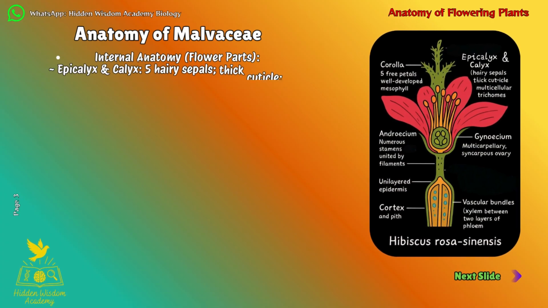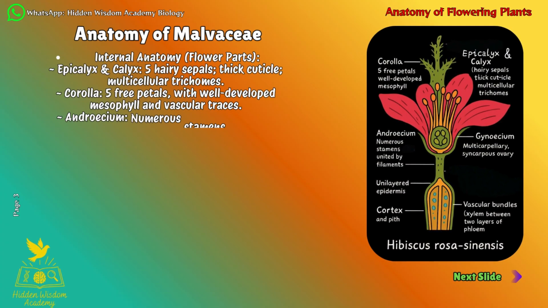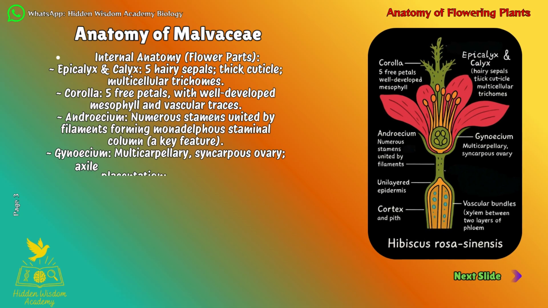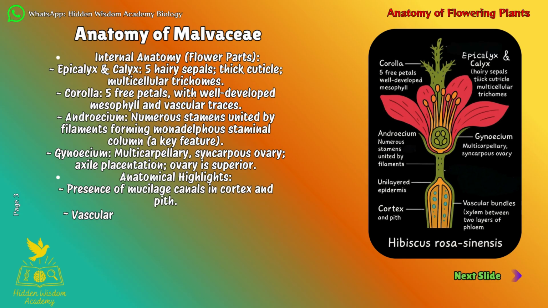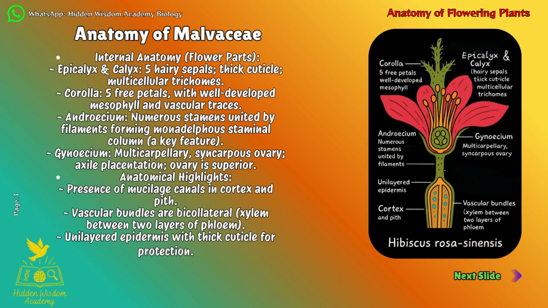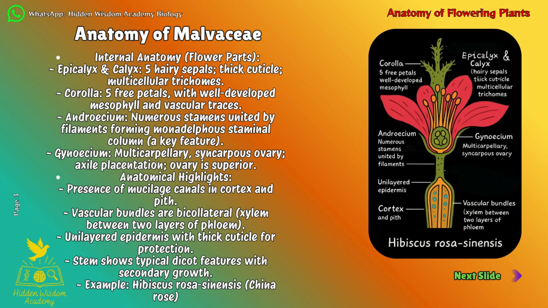Let's look at the anatomy of Malvaceae family. In the Malvaceae family, the internal structure is quite unique. The flower has hairy sepals and a thick cuticle for protection. Petals are free, but the stamens are fused to form a staminal column, a key feature of this family. The ovary is superior, made of many carpels, and shows axile placentation. Inside the stem, you'll find bilateral vascular bundles and mucilage canals, which are special to this family. The plant shows typical dicot features with secondary growth, as seen in Hibiscus rosa-sinensis.